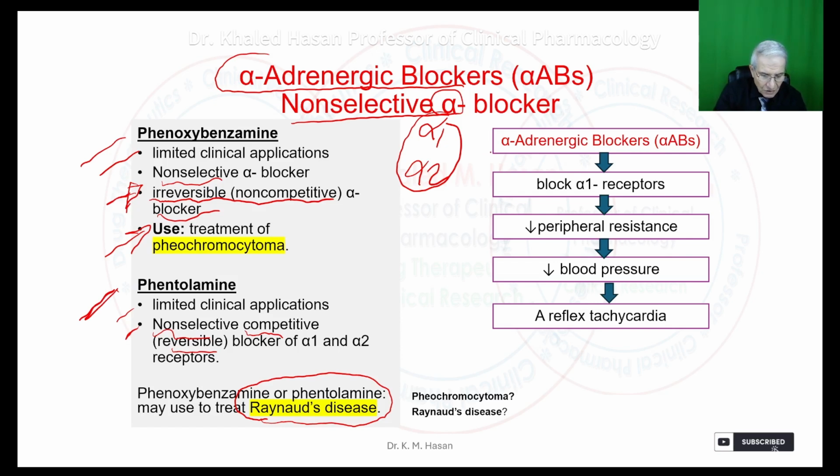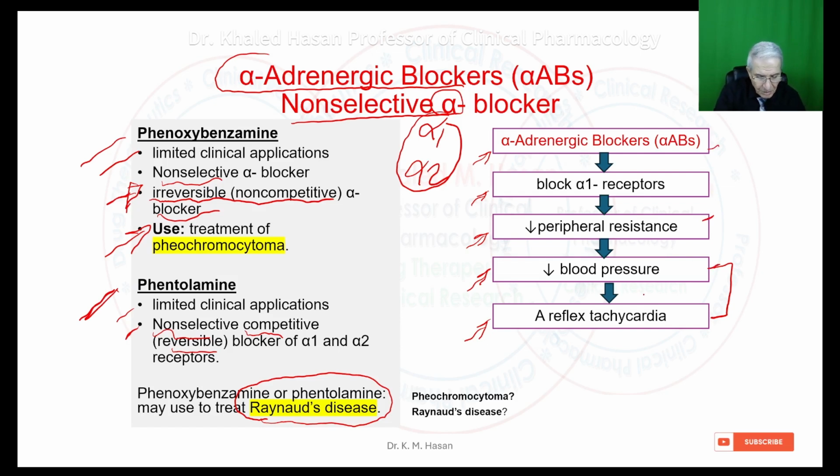When you block the alpha 1 receptor, the result will be decreased peripheral resistance. This will lead to decreased blood pressure, and this will lead to something called reflex tachycardia. This process is related to the reflex arc. We are going to speak later about the reflex arc and reflex tachycardia: because the blood pressure decreases, the heart tries to compensate by increasing the heart rate. Again, when you block alpha, the result will be decreased peripheral resistance and decreased blood pressure.